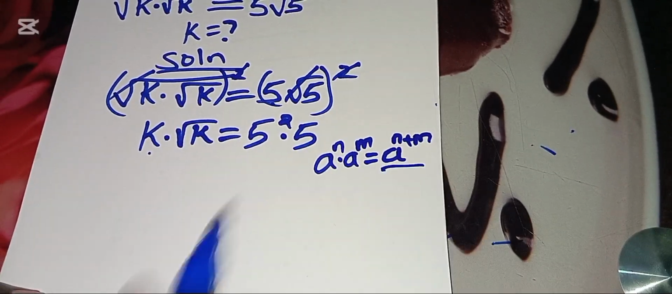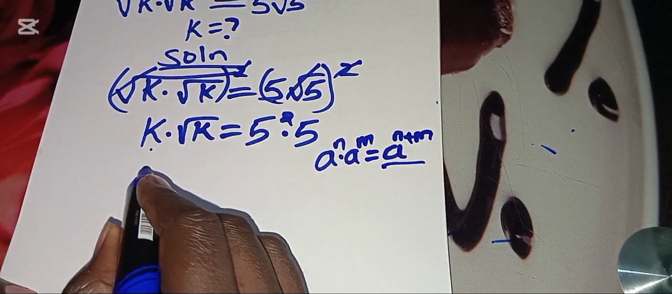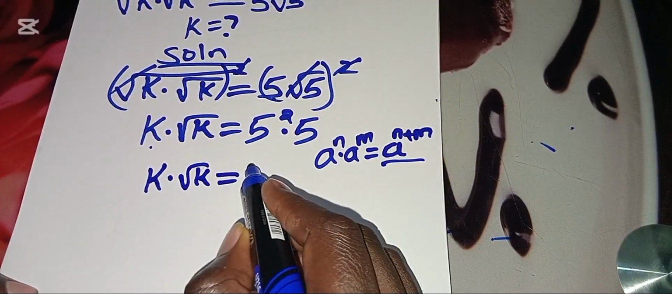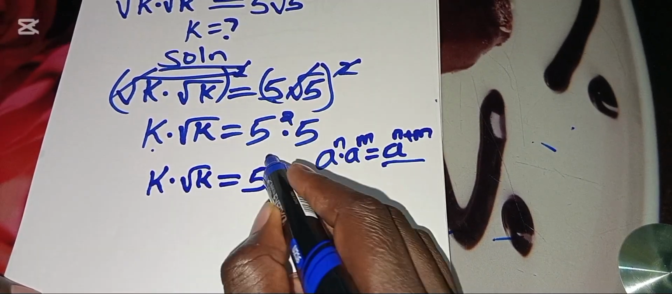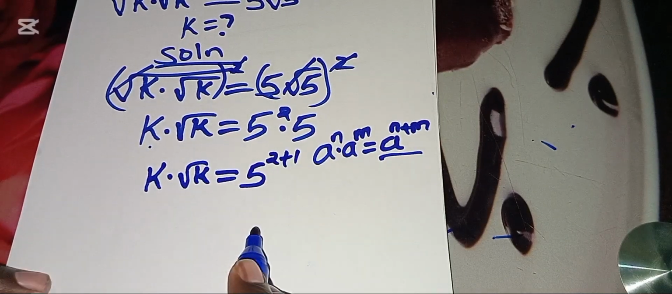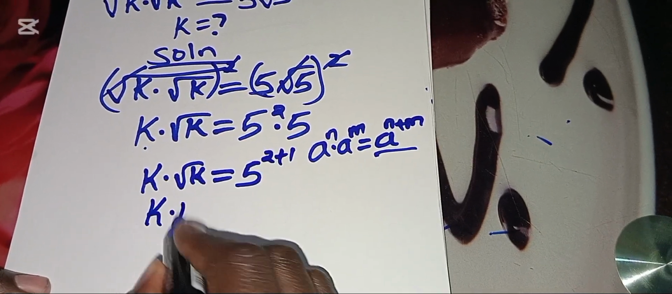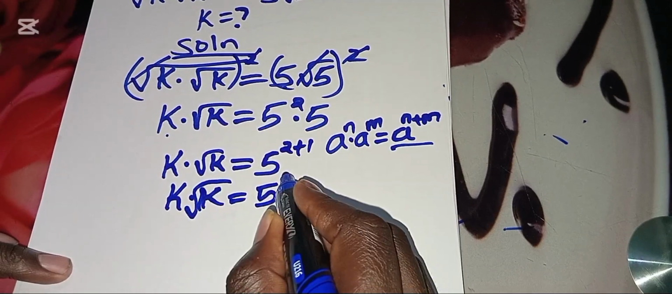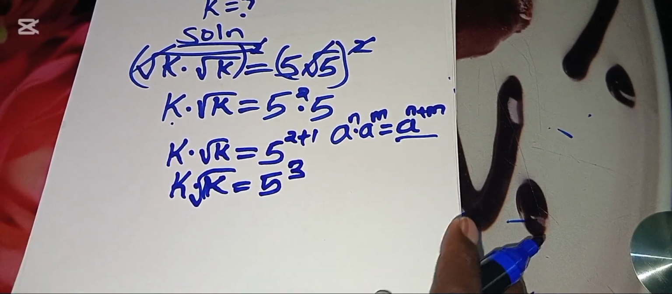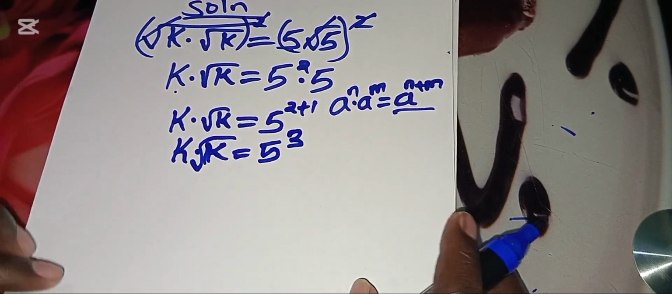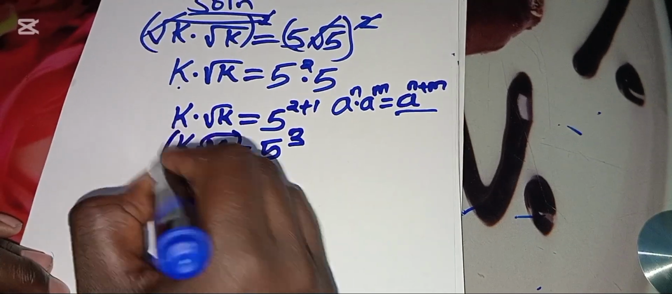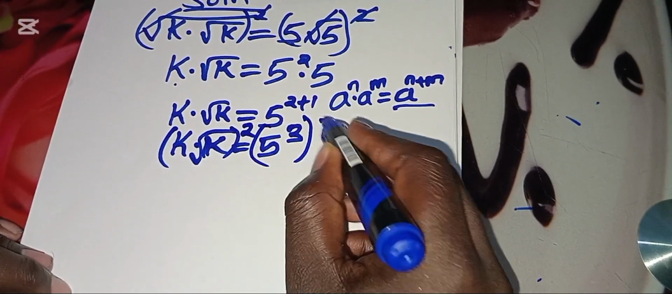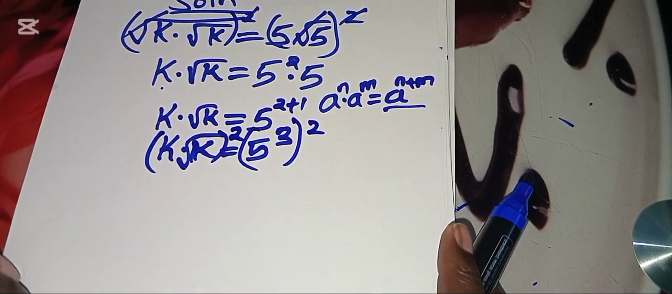So let's apply this property, so that we're going to have k multiplied by square root of k. This is equal to 5, this is 2 plus 1, so that means we have 5 raised to power 3. Okay, so let's proceed. Again, we're going to square both sides, so that we eliminate the second square root sign.